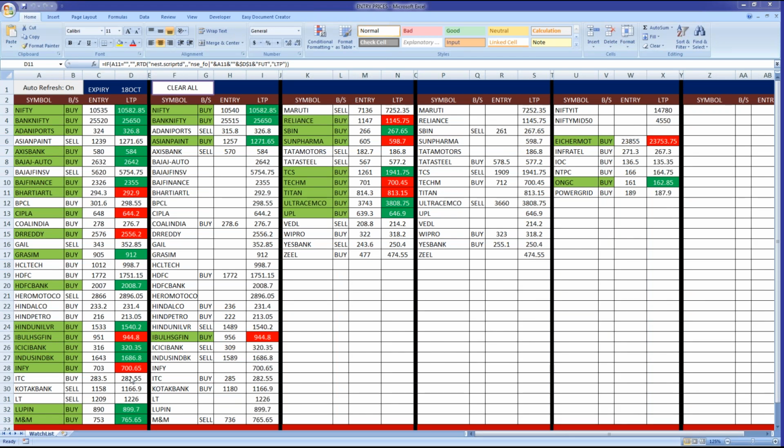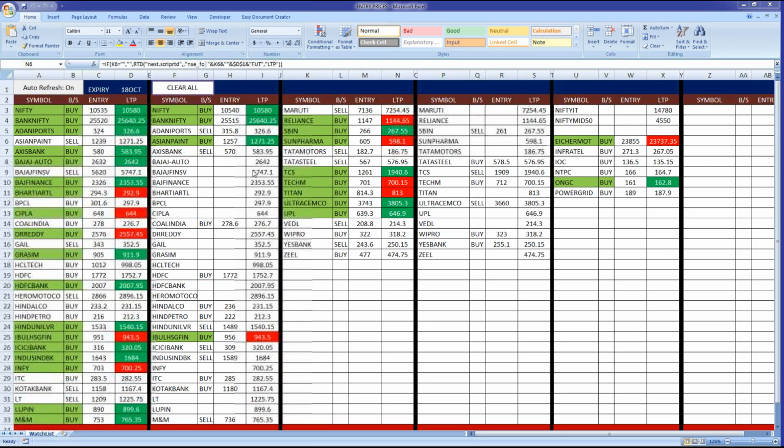Now, let me just take a sell call. I don't have any sell calls as of now. Reliance is under a slight loss of 2 rupees. Sun Pharma is also under a loss. So you can get a stop loss for that. As you enter into a trade, you can just let me know so that I can give you the stop loss and the targets.